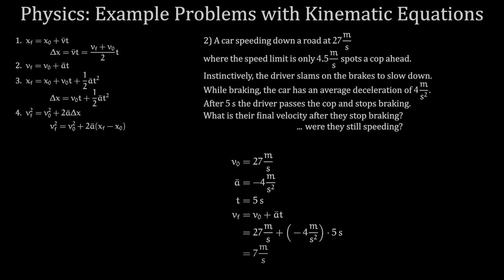We are given the speed limit is 4.5 meters per second, so the car is still speeding as it passes the cop. Whoops. Our third example is a bit more involved.